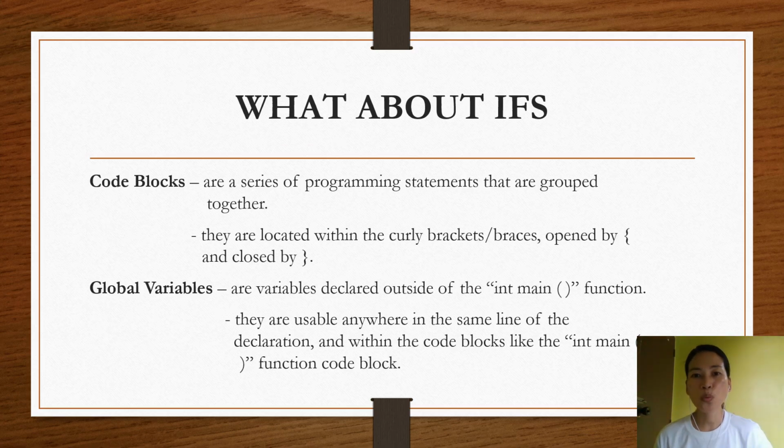The last topic is about ifs. So we have to know what a code block is. It is a series of programming statements that are grouped together. They are located within the curly brackets or braces, opened by the opening bracket and closed by the end bracket. Global variables are variables declared outside the int main function. They are usually written anywhere, in the same line of the declaration and within the code blocks like the int main function code block.